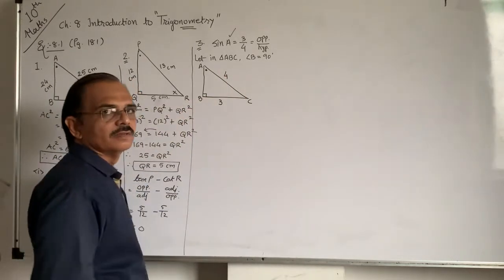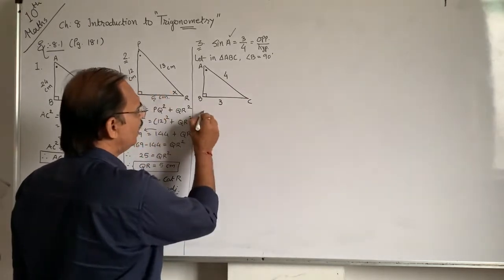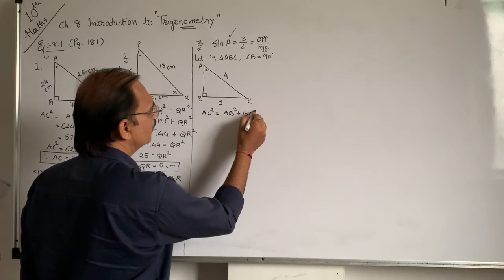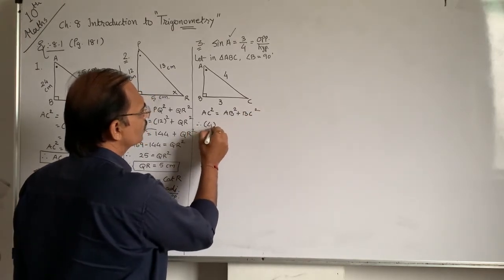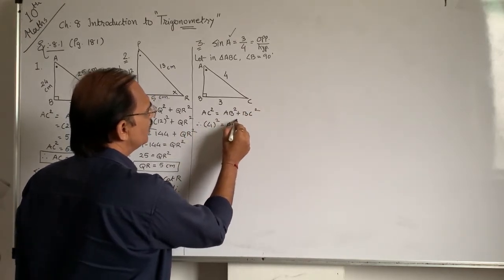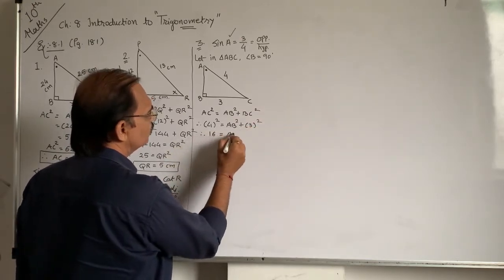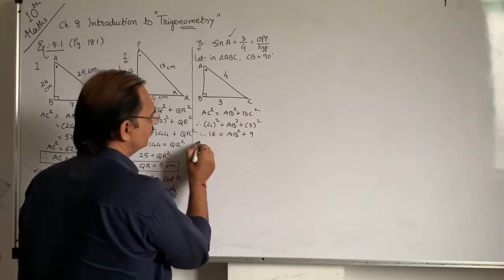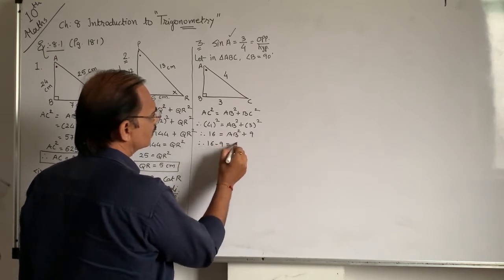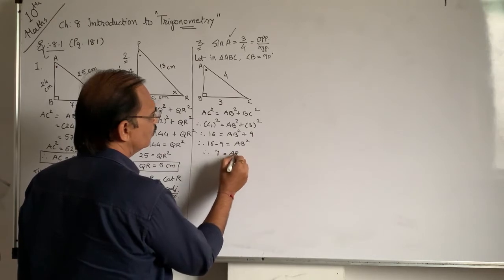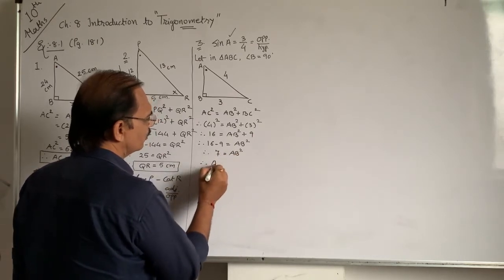Now find AB. Applying Pythagoras, AC square equals AB square plus BC square. 4 square equals AB square plus 3 square. 16 equals AB square plus 9. 16 minus 9 equals AB square. 7 equals AB square. Square root on the other side.